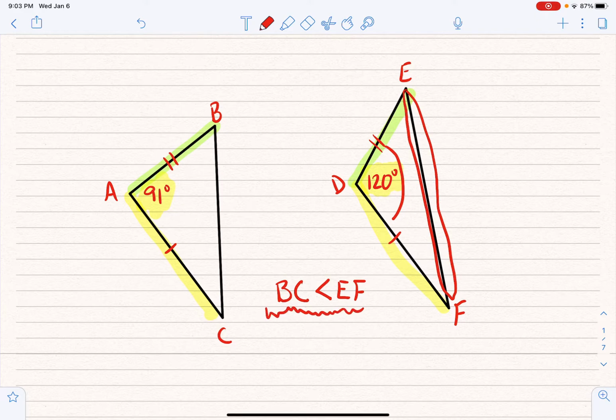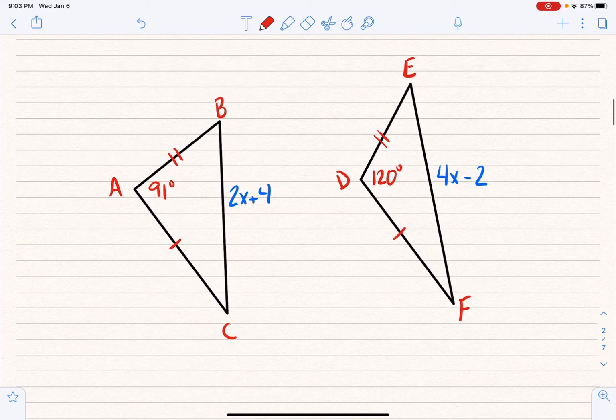Now we can do that even when there are algebraic expressions in it. We'd still write the inequality, and we can still simplify and solve it. Here's virtually the identical situation. A second ago, we said that because the 91 degrees is smaller than the 120, the length of BC would be less than the length of EF. So therefore, 2x plus 4 would be less than 4x minus 2. And you could solve that.